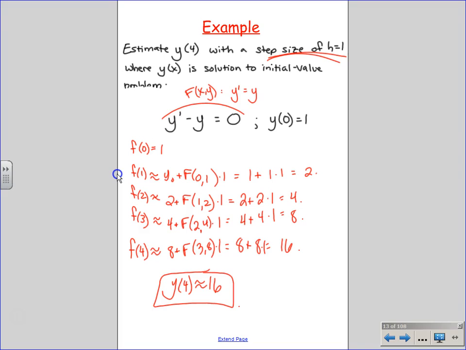This one wasn't bad because number 1, you were just plugging in whole numbers. Number 2, the slopes weren't fractional. And number 3, and they weren't very.